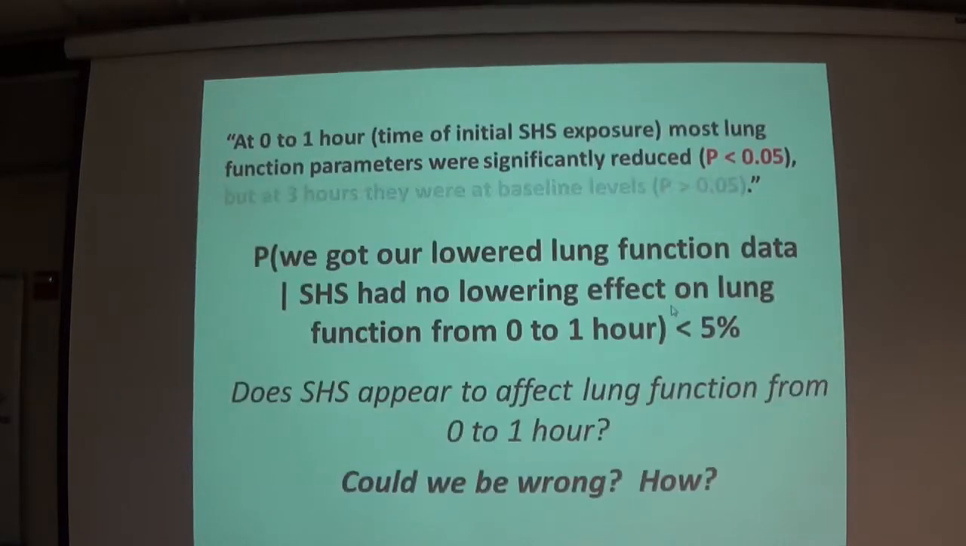Back up again. Here's another one. Probability: we got lowered lung function data given secondhand smoke doesn't lower it. Notice that p-value, big or small? And why is it small? Because what happened here? Say that again, Danielle. It's below 5%. That's why I put small in quotes up here. Small means less than 5%. What about these two pieces of the probability? What do they do to each other when it's small? They contradict each other. Perfect. They contradict each other.